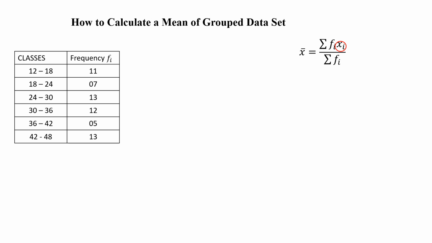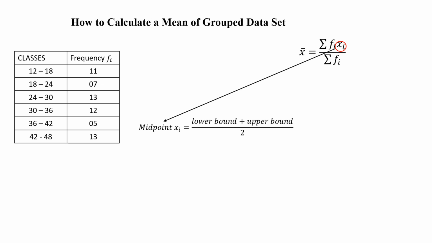Xi represents the midpoint of each class. Since we cannot really use the individual weights here because we have intervals, the best ideal individual weight would be the midpoint of each class, and the midpoint is given by the following formula. Here the midpoint xi equals the lower boundary plus the upper boundary of each class, divided by 2.